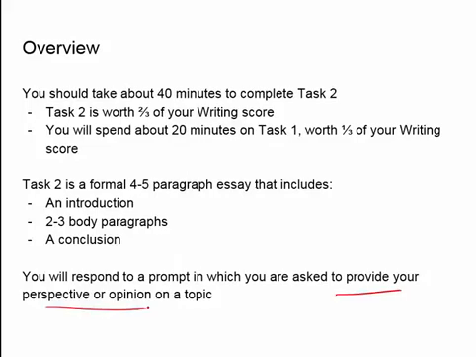Task 2 IELTS prompts always present some kind of issue that you need to discuss and you need to take a position on. There is never a wrong or right answer to these questions, but they are always debatable. You could come out on one side or the other side of the topic or somewhere in the middle. And they're always basic common knowledge kinds of things where you probably have an opinion on it. You don't really need to be an expert on any of the IELTS Task 2 topics in order to do well.